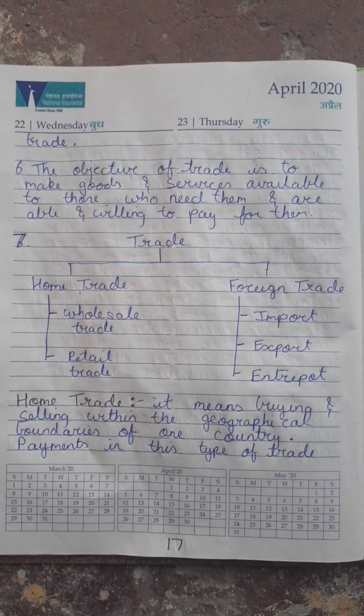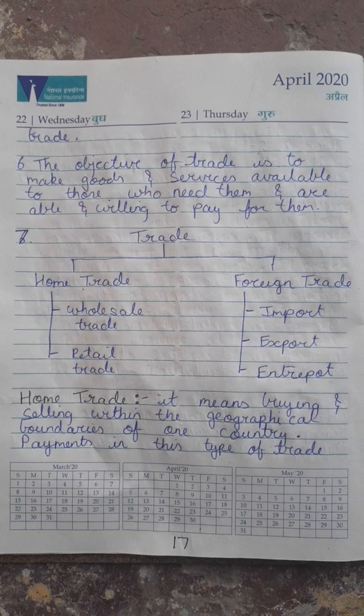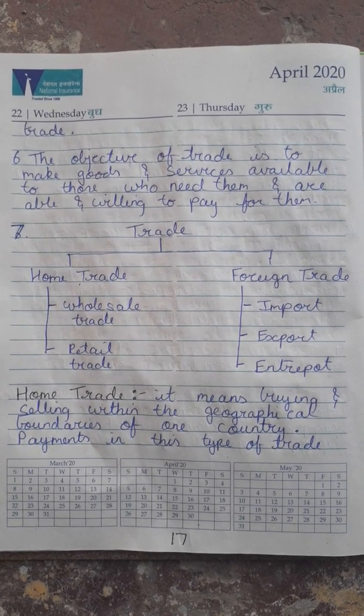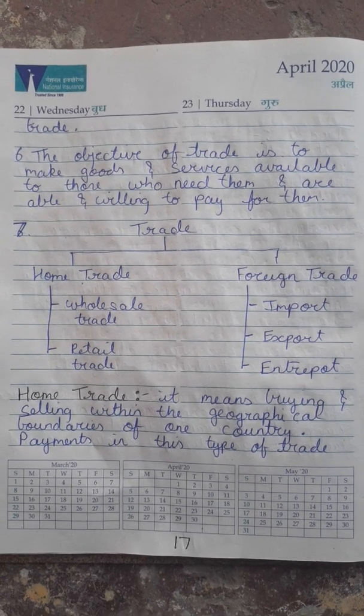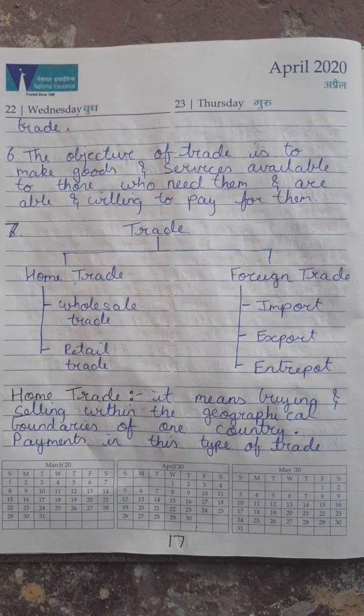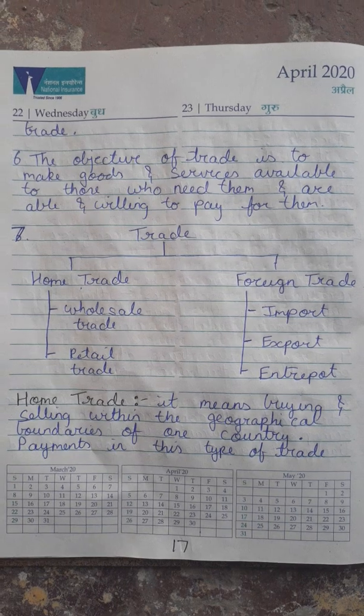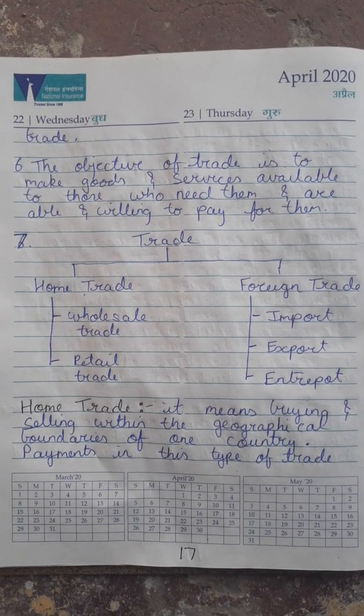Trade is basically divided into two: home trade and foreign trade. Home trade is further divided into wholesale trade and retail trade. And foreign trade is divided into import, export, and intraport.